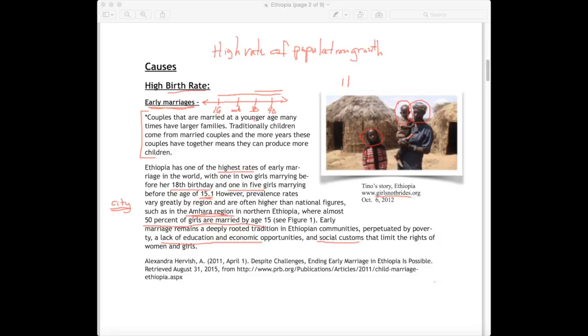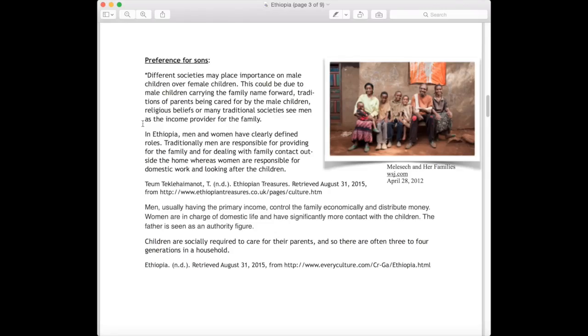The second cause for a high birth rate in Ethiopia or any country with a high birth rate could be a preference for sons. So wanting more male children in a family. So again, here's our textbook definition of why, and then we'll look specifically at Ethiopia in just a second. But different societies place importance on male children over female children.